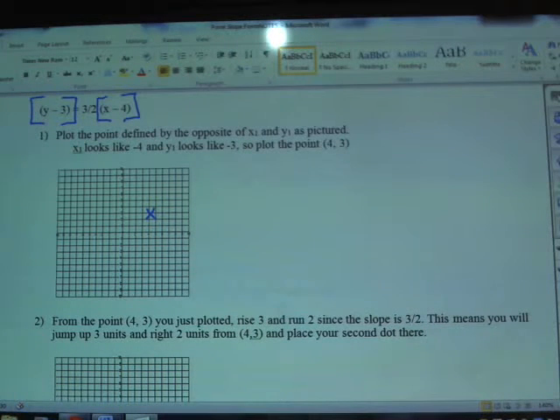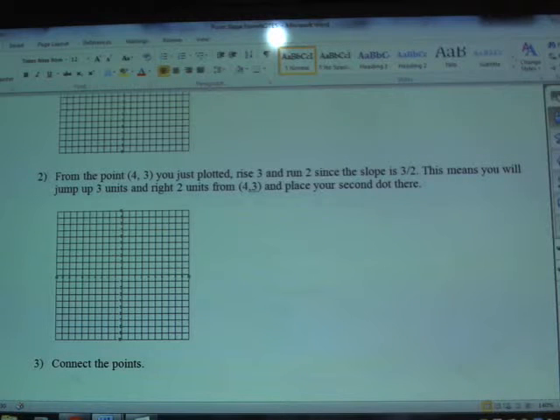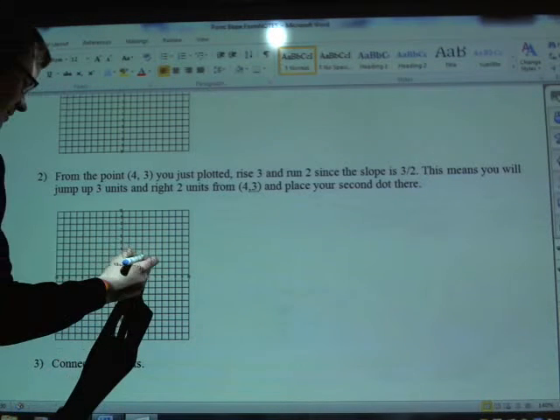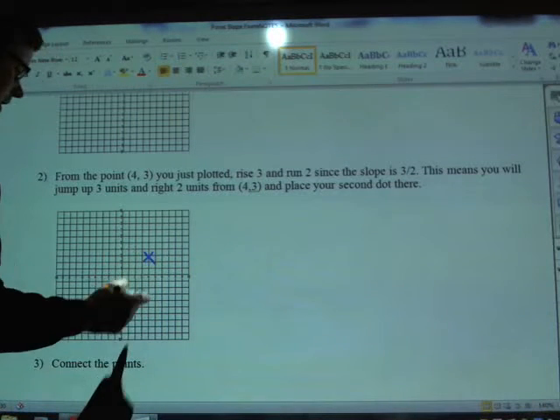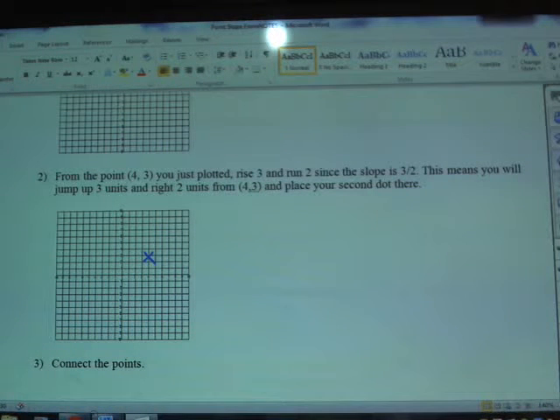All right, now let's go down to step 2 here. In step 2, they're asking me to now, from the point I just made, 4, 3, plot the slope. So I'm going to go to 4, 3 that I already had. Just going to re-sketch it on my little graph here. And my slope here is that thing that was in front of the x values, the thing that was right after the equal sign. Well, that's slope instead 3 over 2.